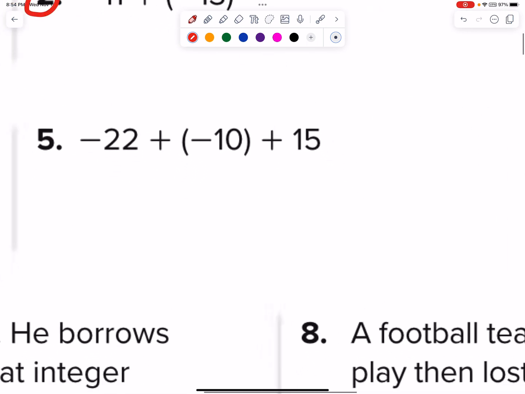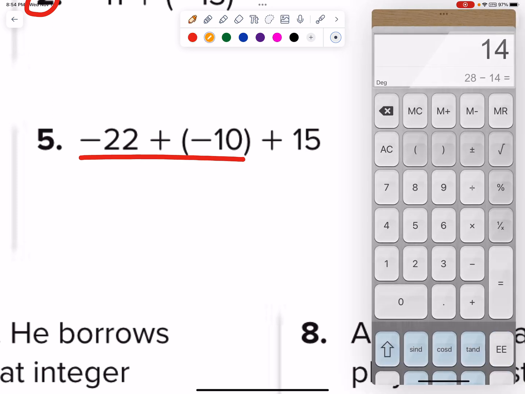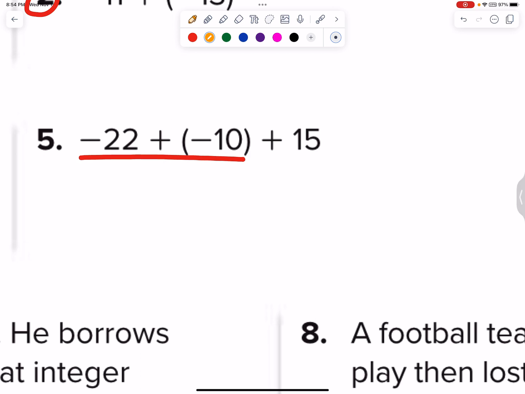All right, we have 3 integers. I have a negative 22 and a negative 10. Let's take care of them first. I'm going to underline them like this to show which ones I'm taking care of. Same signs, add and keep. 22 plus 10 is 32. But keep, and there we go. And now we have our plus 15 gets brought down.